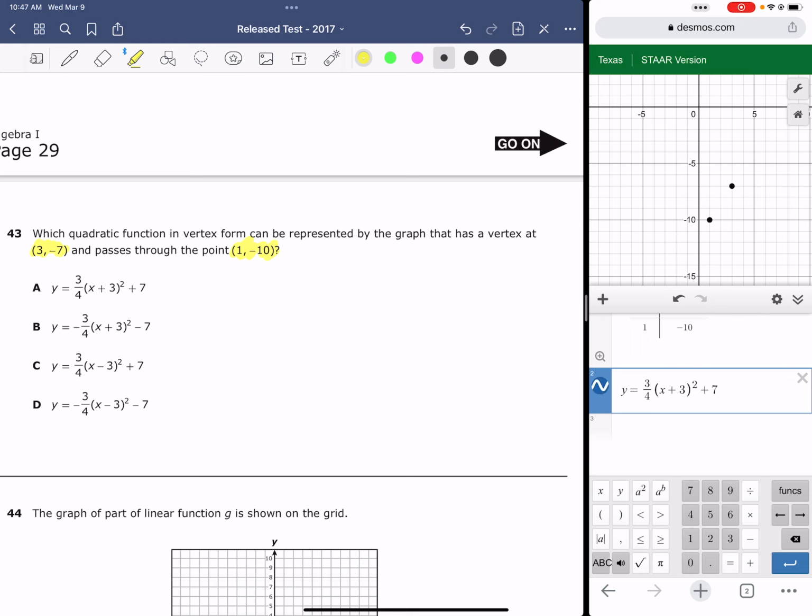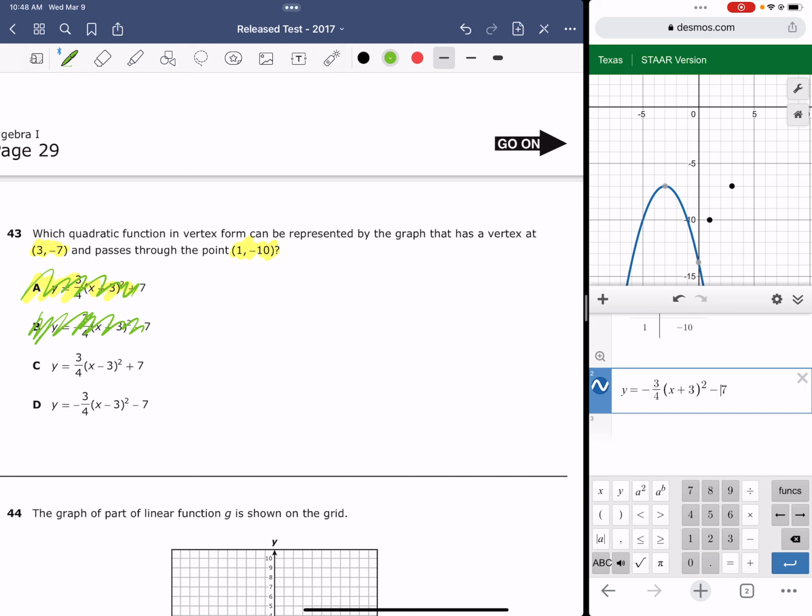What we see is that that graph does not pass through either of the 2 given points, and so therefore we know that letter A must be incorrect. We then go to letter B and type in that answer choice. We change the 3/4 to a negative and change the 7 to a negative as well. We notice that this graph also does not pass through either of the 2 given points, and therefore letter B must also be incorrect.